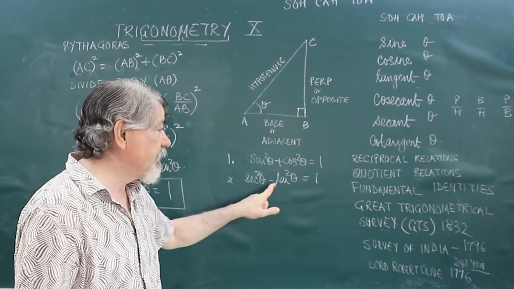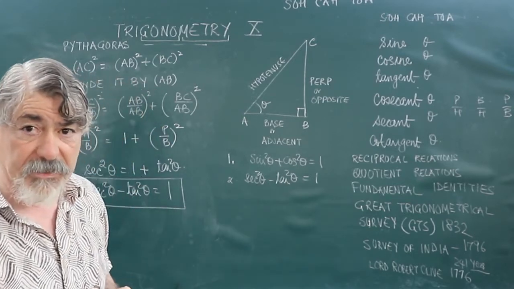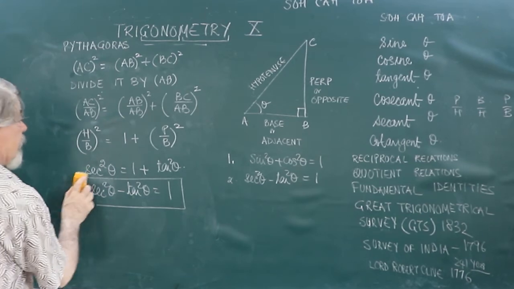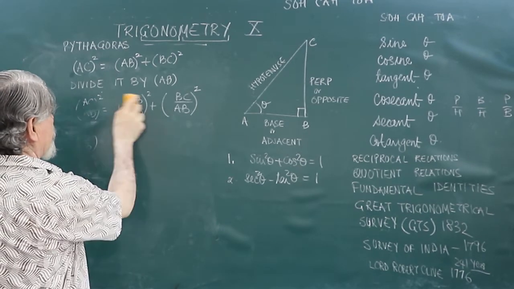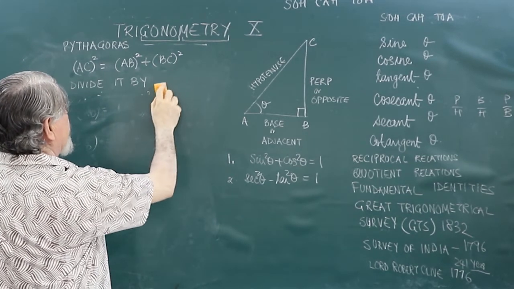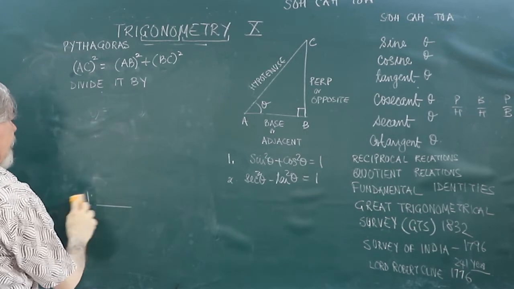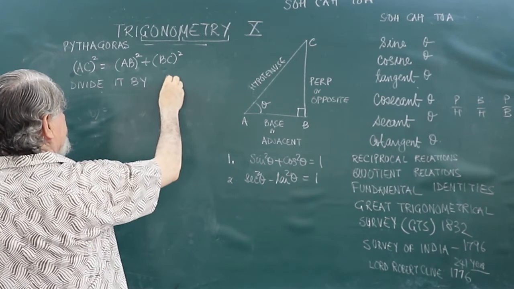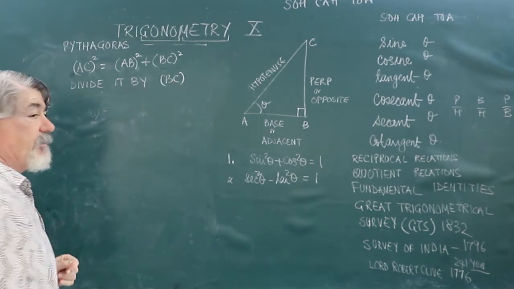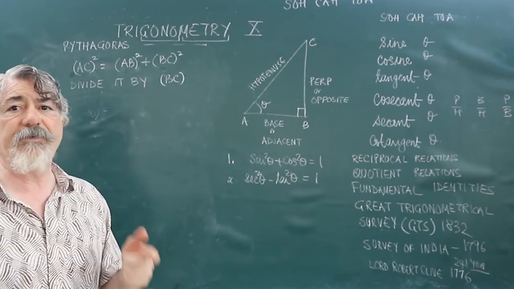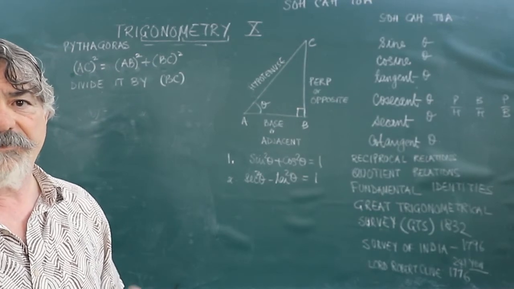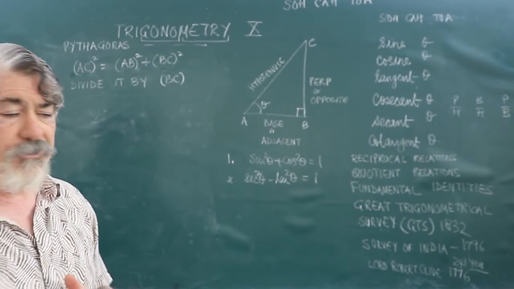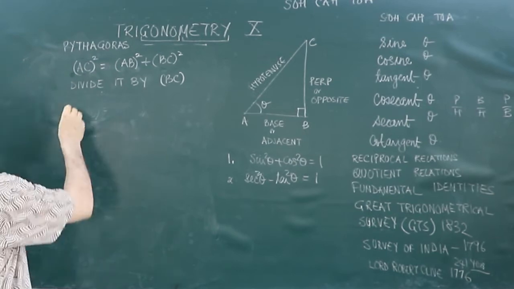I have got sec square theta minus tan square theta as 1. Now let me take the third relation. Instead of dividing by AB, let me divide it by BC. One by one we are taking all the three sides, which are perpendicular, base and hypotenuse. Let us divide it by BC.